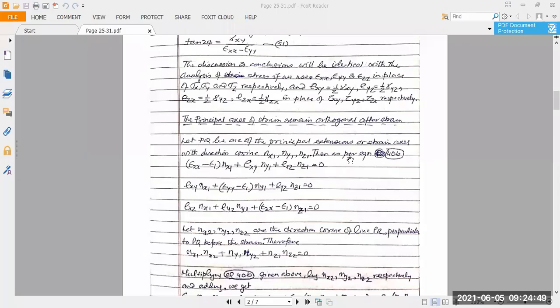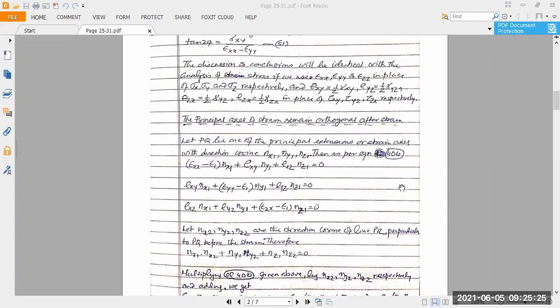Now, let us go through another problem. Principal axes of strain remain orthogonal after the strain itself. Orthogonal means there should be 90 degrees between the principal axes; they cannot have any other angle. Now PQ is one of the principal extensions, or principal strain, or displacement per unit length, with direction cosines nx1, ny1 and nz1 itself.